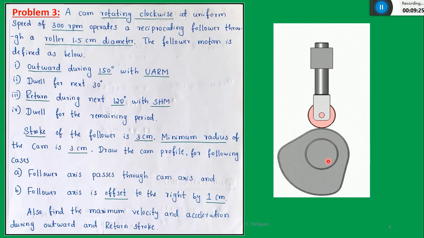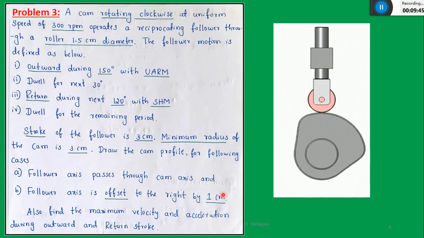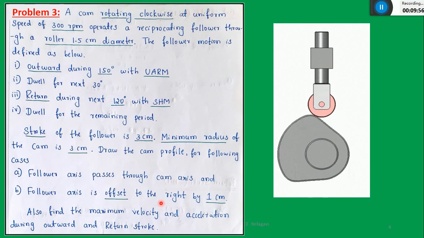So this is the first case, and the next case is where the follower axis is offset to the right by 1 centimeter. It means I have to shift this follower slightly towards my right, in such a way that the follower axis will come here and the camshaft axis will be here. There will be a gap between the follower axis and the cam axis of 1 centimeter. Since it is towards the right, I'll move this follower towards the right. If the problem says left, you have to move towards the left. That is the only change. Just confirm all these things.